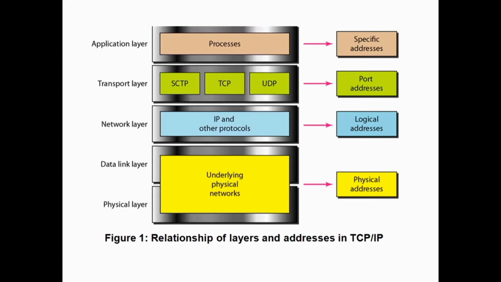What are the protocols of the transport layer? As far as the transport layer is concerned, there are three protocols involved. You can see figure 1. UDP, that is User Datagram Protocol, TCP, Transmission Control Protocol, SCTP, Stream Control Transmission Protocol. In this video, we are going to discuss User Datagram Protocol, UDP.